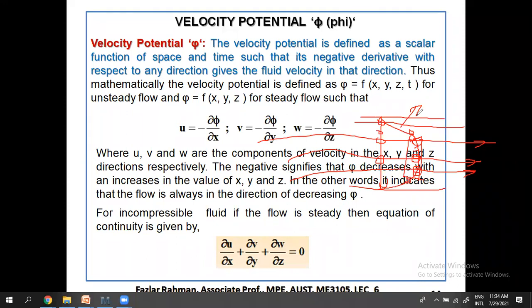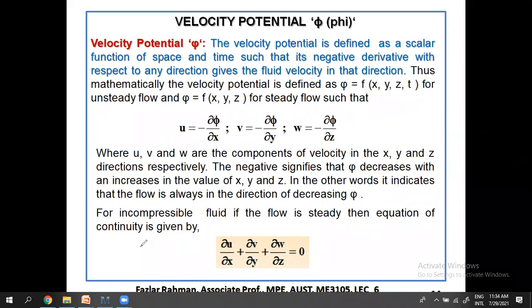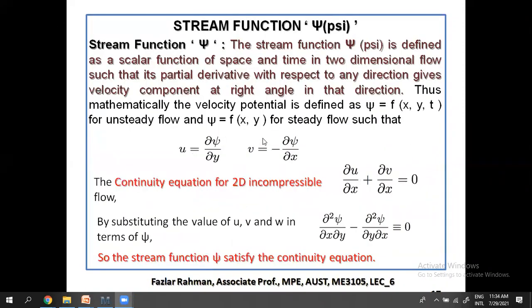Now, how will we define the velocity line? We need to know two more definitions. One is the velocity potential function. What is the velocity potential function? And also the stream function. These two things we need to know. It is not the streamline itself, that is called the stream function. Stream function means this represents the equation of a streamline.